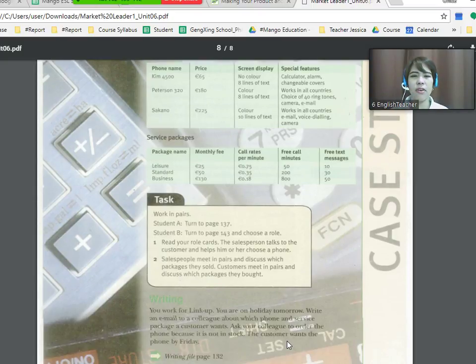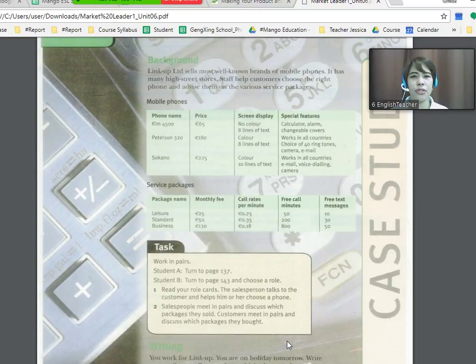Okay, so thank you very much, guys, for your answers. For student A, she will avail the Kim 4500 because it's the cheapest mobile phone. She doesn't need a lot of special features because she just needs a calculator to calculate numbers. That's a good choice. And for student B, you chose Sakano.